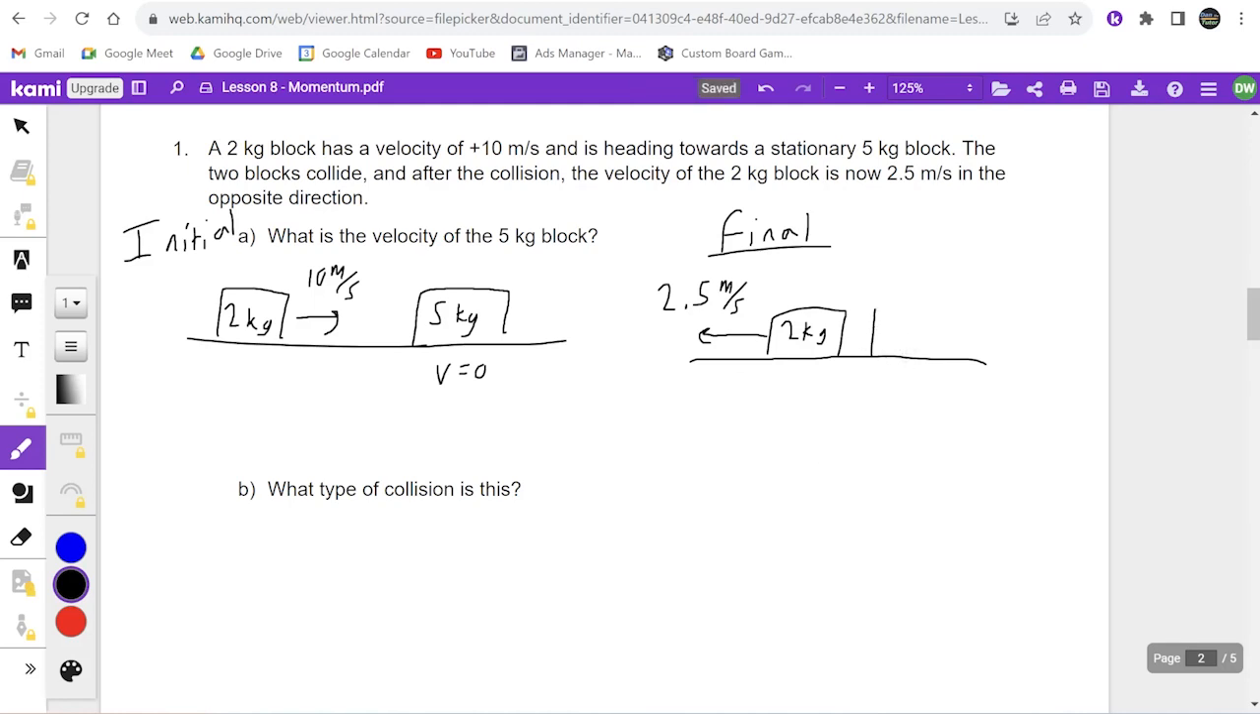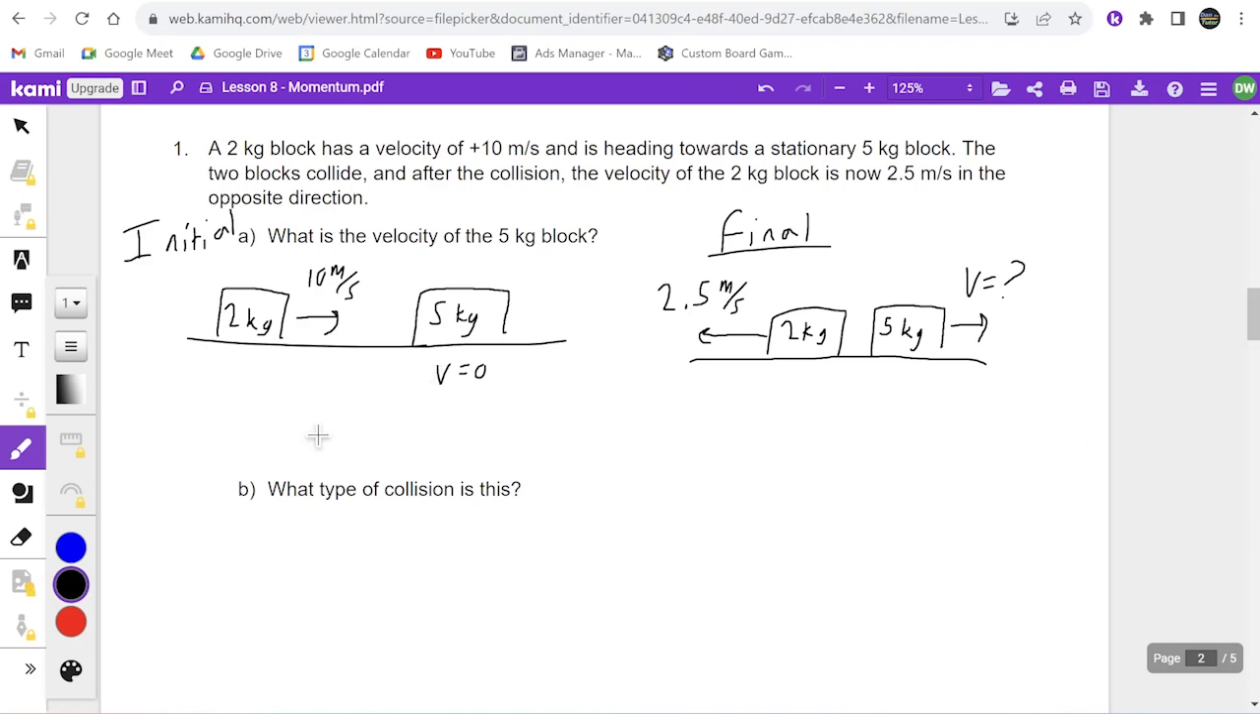And then for the 5 kilogram block, well, that's the velocity that we're going to be solving for. I'm assuming it's moving to the right, but technically I don't know that yet. And we will find with the answer whether it's positive or negative. If it's positive, it's moving to the right. If it's negative, it's moving to the left. So we're going to assume we're getting a positive answer, but if we get a negative, then you would just say to the left.